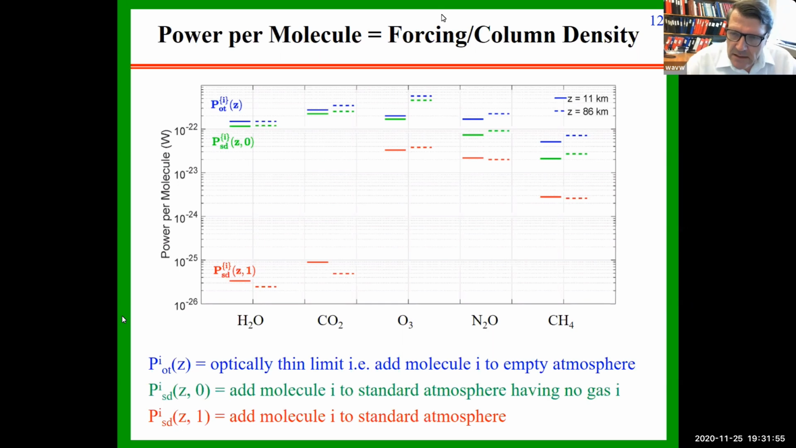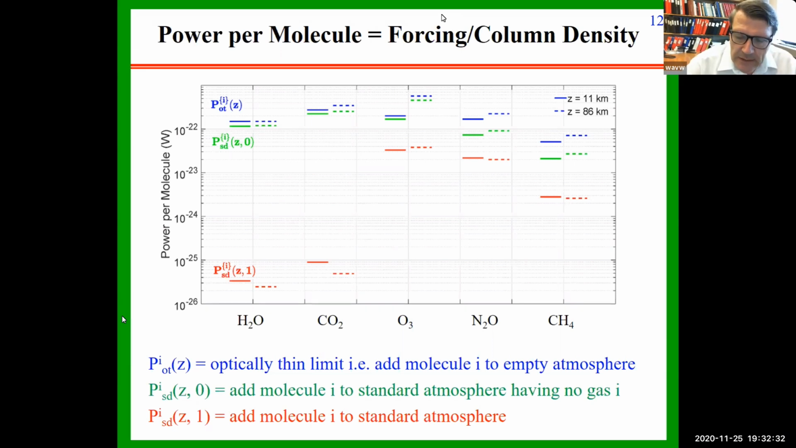Now for the next slide or two, I have to apologize. I'm going to be a bit technical, so I'm sorry if I lose you. So what we like to define is we take this heat flux, which is measured in watts per square meter, and if we divide by the greenhouse gas column density, so this is the number of molecules per square meter, we get a unit of power, which we call the power per molecule. So let's see what this graph means.